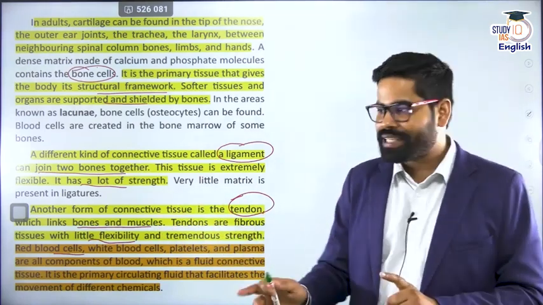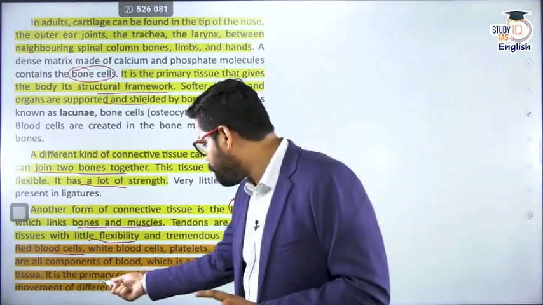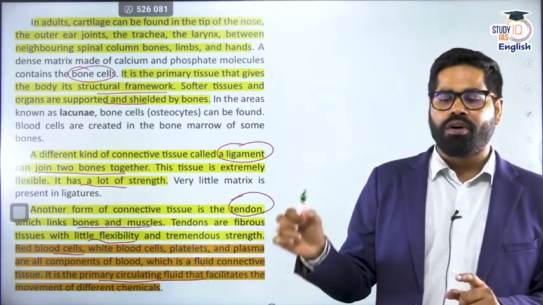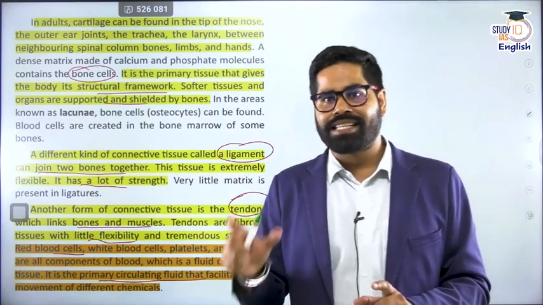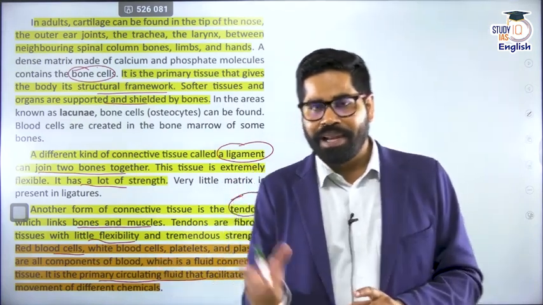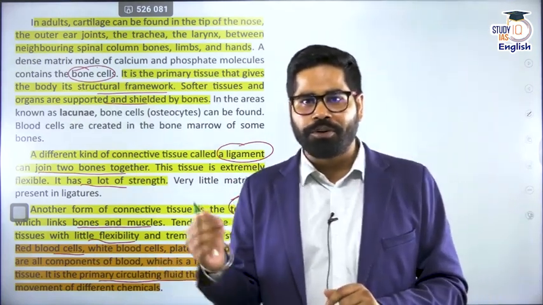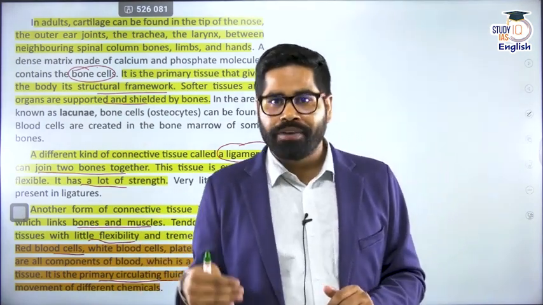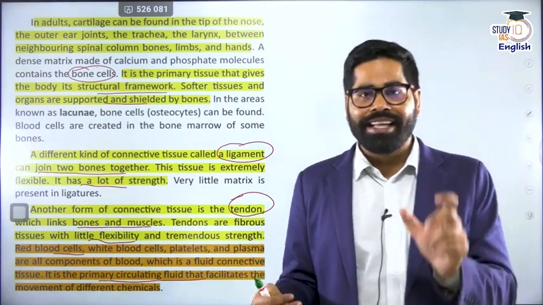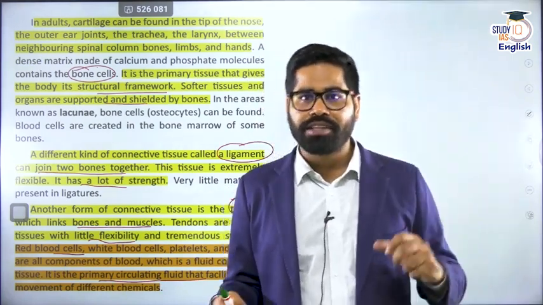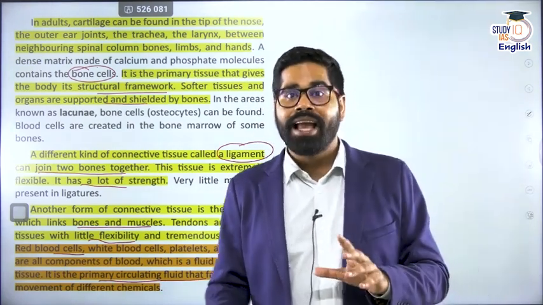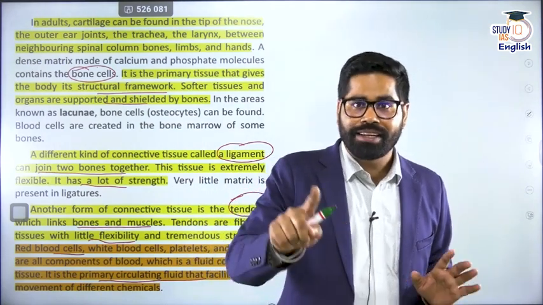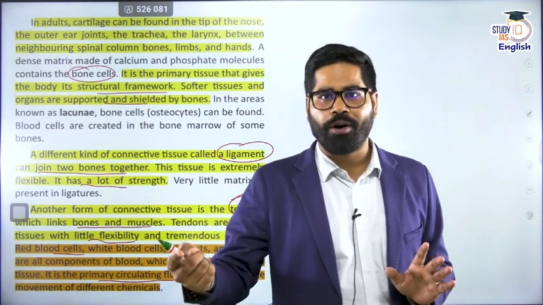It is the primary circulating fluid that facilitates the transport of different chemicals inside the body. This blood is responsible for transport of the food items to the different cells of the body. It is the one which is responsible for carrying the oxygen to the different cells of our body, and also taking back carbon dioxide produced during the respiration process out of the body.